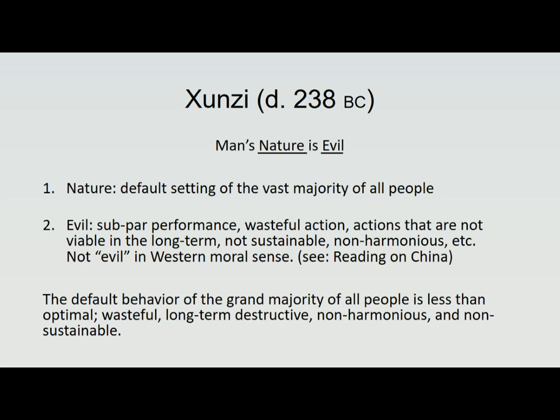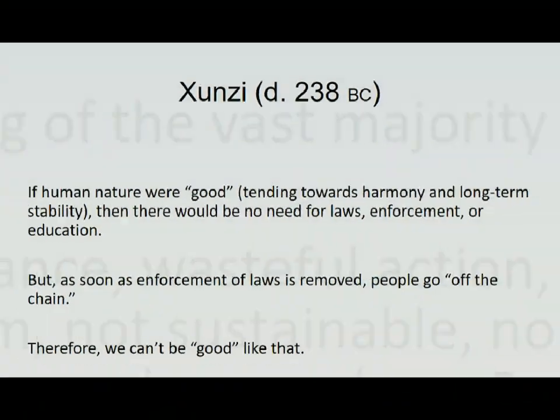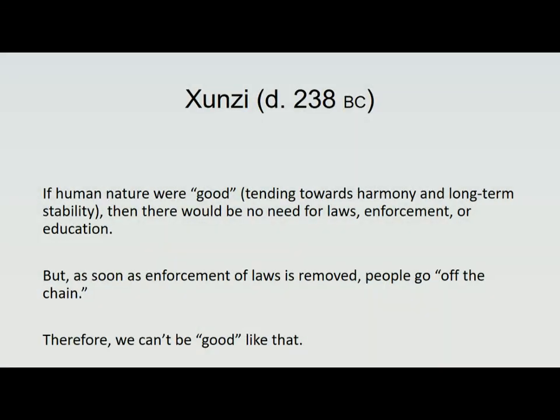So why is human nature evil? Xunzi gives us a series of arguments using a number of analogies, historical examples, and logical arguments. We'll cover a few here. 1. If human nature was good, there would be no need for laws, enforcement, or education, because we would simply do all those kinds of things on our own.